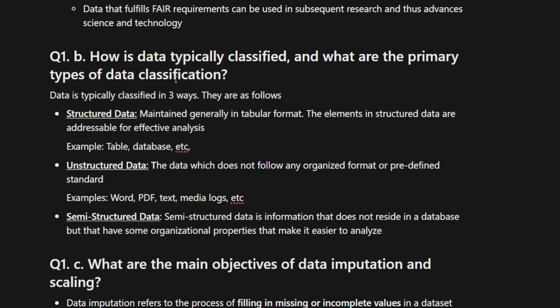The next question: how is data typically classified? And what are the primary types of data classification? Data is typically classified in 3 ways, as you know: structured, unstructured, and semi-structured. Structured is generally in tabular format. The elements in structured data are addressable for effective analysis.